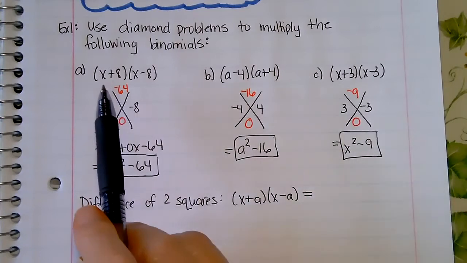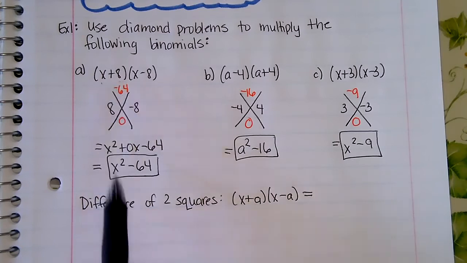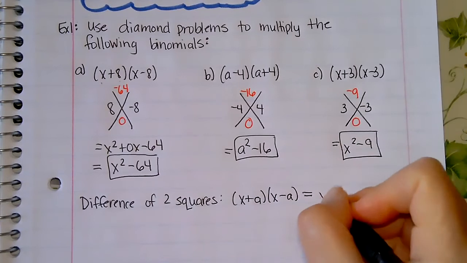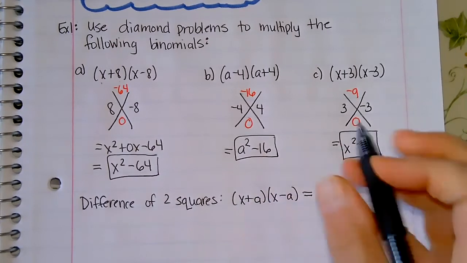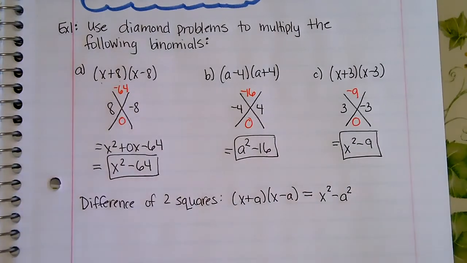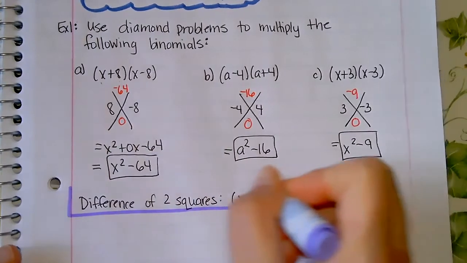So what happened here was we basically squared the first term, x squared, squared the second term, 64, and there's a minus between. So I'm going to square the first term, x squared. I'm going to square the second term, a squared, and again, there's a minus in between. And that is our formula for difference of two squares, okay?